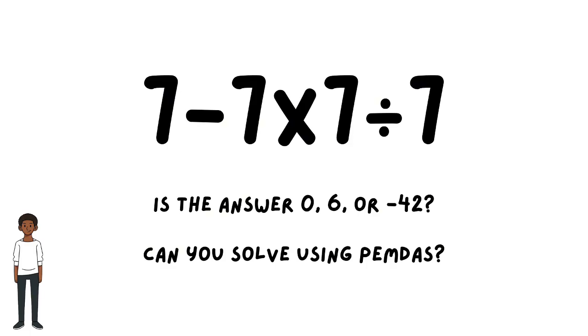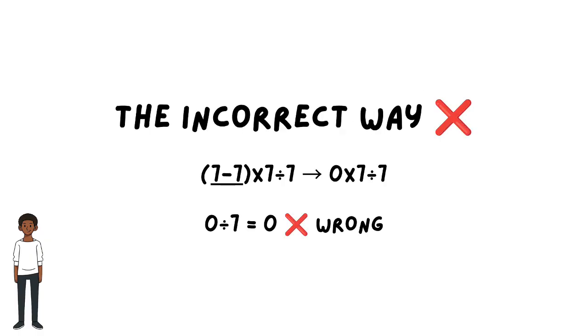Welcome back. Today we're looking at this viral order of operations puzzle: 7 minus 7 times 7 divided by 7. With repeated sevens and mixed signs, let's break it down step by step using PEMDAS. Let's see why many people mistakenly answer 0.